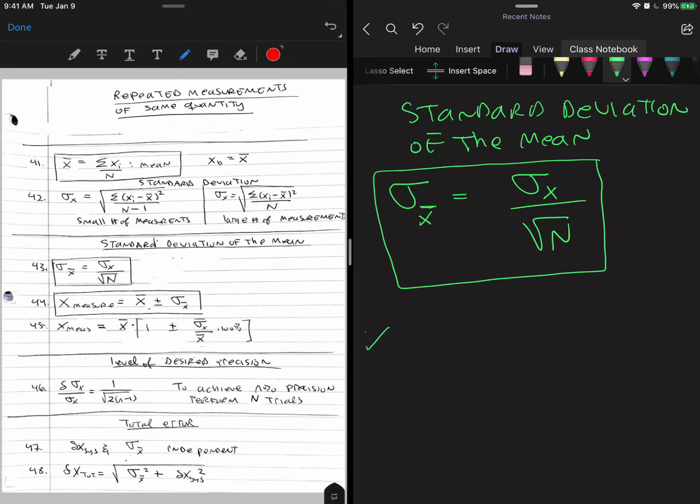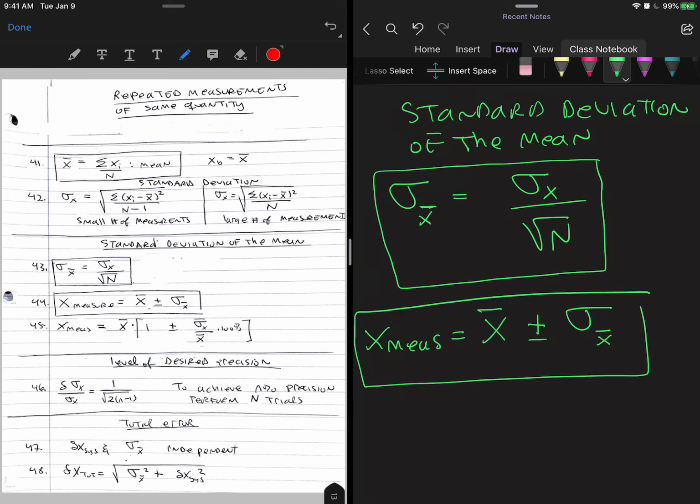So in this case, your measurement is going to be defined like this: the average plus or minus the standard deviation of the mean. And you can also write this using fractional errors, but I think this is good enough for now.